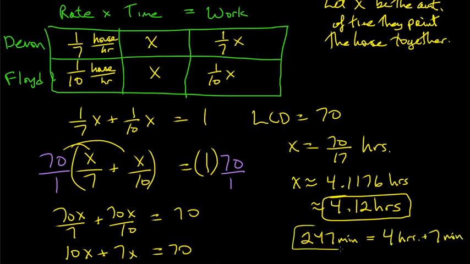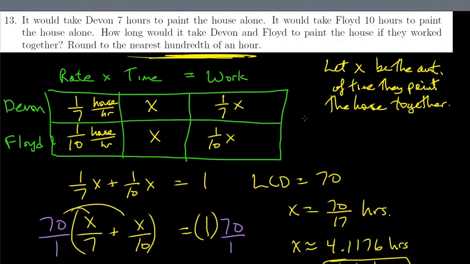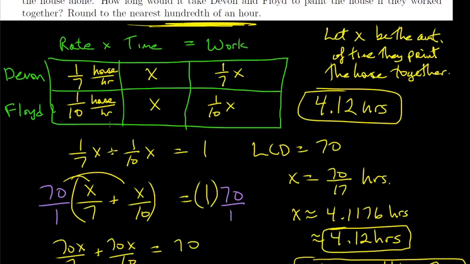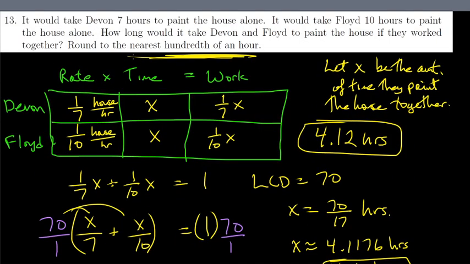Yeah, I mean, look, I guess I would take that as well, except I'm ignoring the directions. The directions say hundredth of an hour. So 4.12 hours is our answer here. Right. And that should make sense. After all, if it takes 7 hours for Devin to paint the house alone and Floyd 10 hours to paint the house alone, when you work together, it should take less time. That's the whole idea of cooperation, right? When you do it together, it takes less time overall, right?